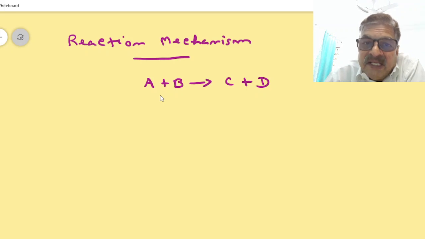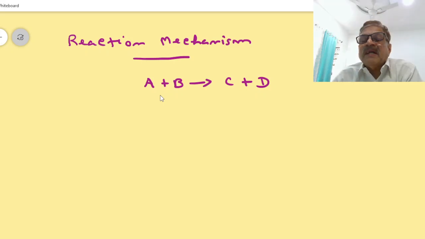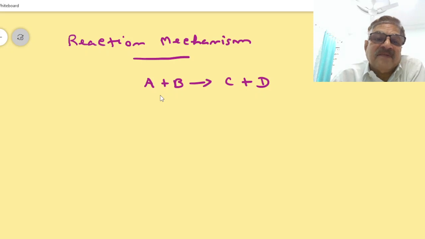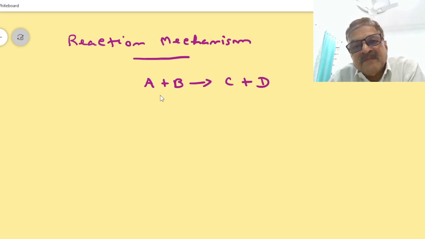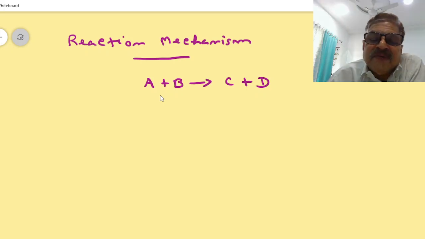Therefore, reaction mechanism means what? It is a detailed description of how the bonds are broken in a reaction and how the new bonds are formed. When the starting materials are converted into products, how the bonds are broken, how the bonds are formed, how the shifting of one atom, ion or group from one place to another in the molecule takes place, and so on. We do not know all these things. So that is the reaction mechanism.